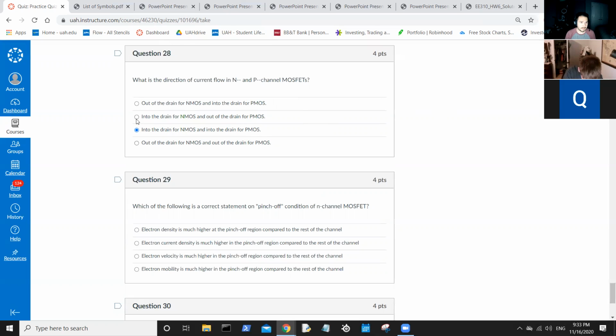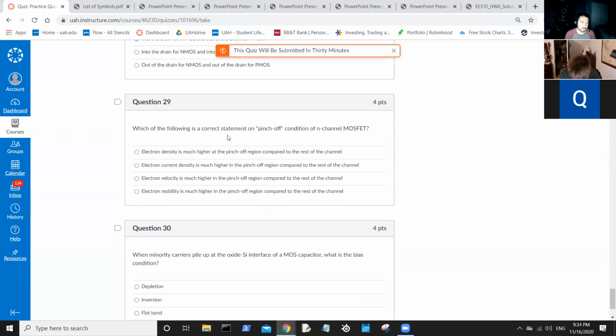So in N, out P. So into the drain for N, out of the drain for P. So I just remember in N and then in your mind associate the opposite with P. Because in this question, you could potentially pick in for N and still be wrong because it's not also in for P, because they are flipped because of the charges on there. Yeah, see, we got a trick question there.